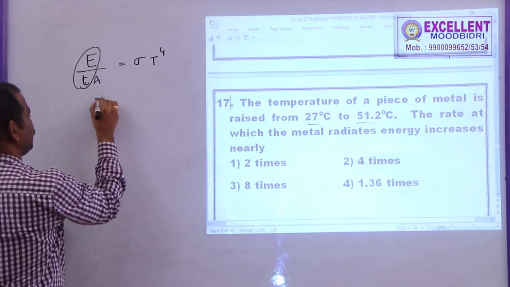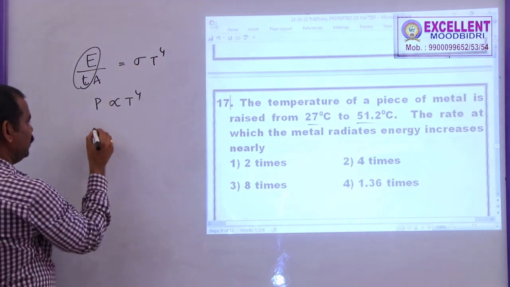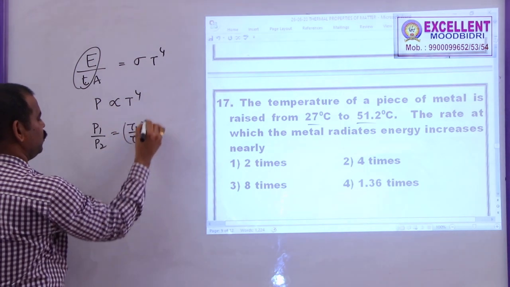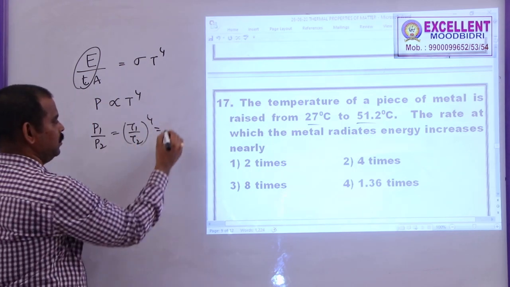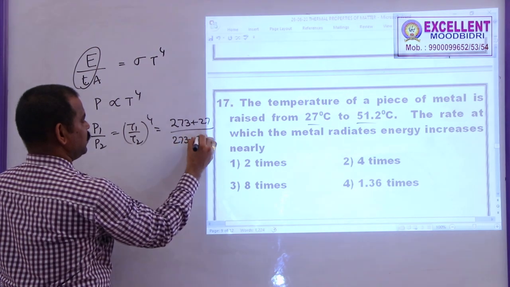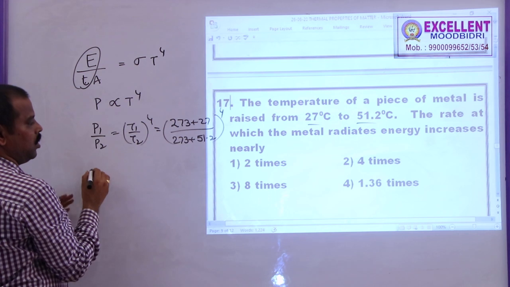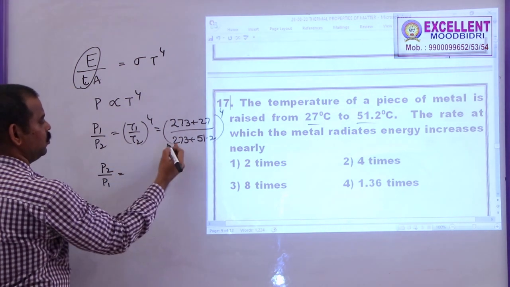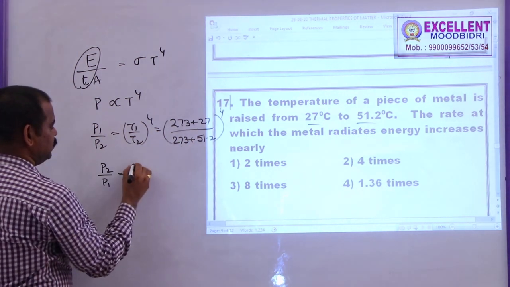This rate, that is power, is directly proportional to T power 4, because sigma and area are constant. Now, what is P1 by P2? That is T1 by T2 whole power 4. But here temperature is given in the Celsius scale, and I need to convert it into the Kelvin scale. So this is 273 plus 27 by 273 plus 51.2 whole power 4. They are asking how many times the power increases. That is P2 by P1 is equal to 273 plus 50. This will become 320.